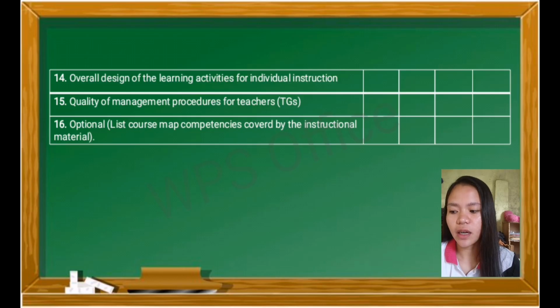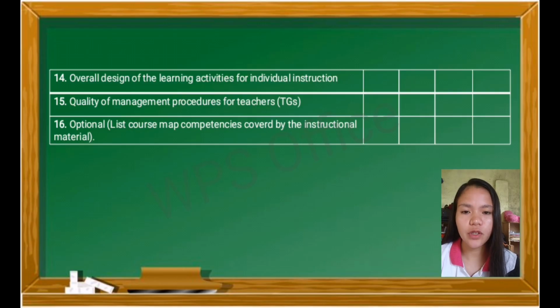Next criteria number 14 is overall design of the learning activities for individual instructions. Is it yes or good? All right but not so good? No or poor? Or not applicable? Next criteria number 15 is quality of management procedure for teacher or TGS. Is it yes or good? All right but not so good? No or poor? Or not applicable?